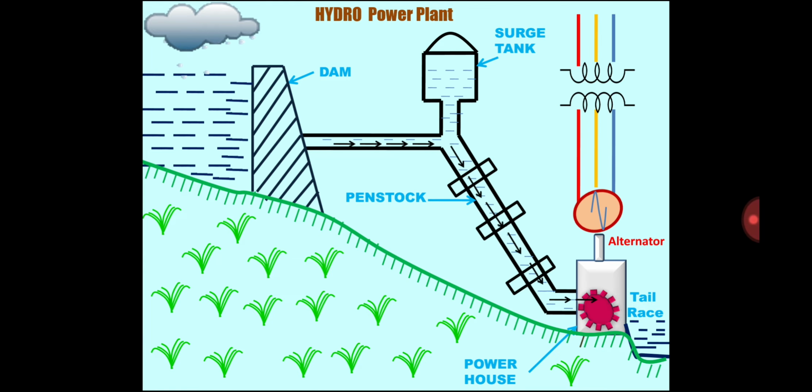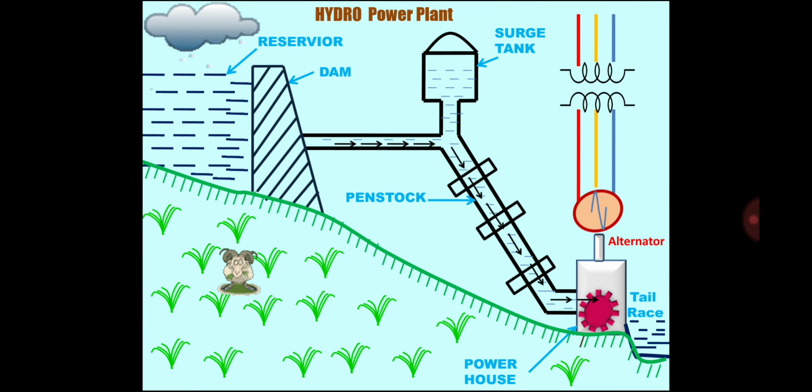So in the powerhouse, when water flows on the blades of that hydro turbine, the hydro turbine gets rotated. That hydro turbine is mechanically coupled with alternator, and so alternator converts that mechanical energy into electrical energy, and then that electrical energy is stepped up, and then it can be connected to the grid. So this is the schematic of hydro power plant.